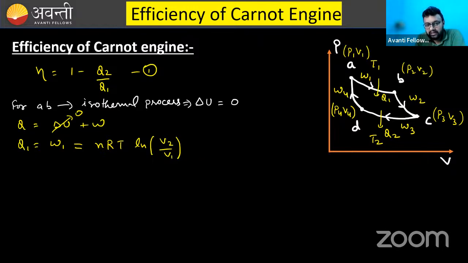Now, one thing to be noted, the temperature which is constant during the process AB is what? T1. Let's suppose this is equation number 2. So we have calculated Q1. Now we need to calculate Q2. For that, you need to consider which process? You need to consider the CD process.